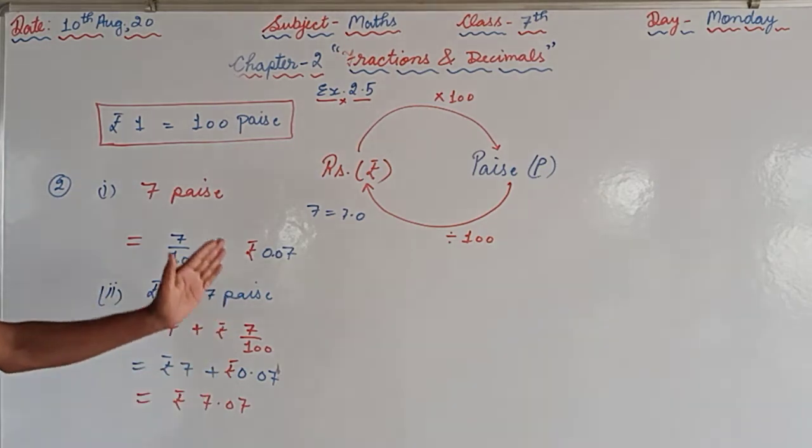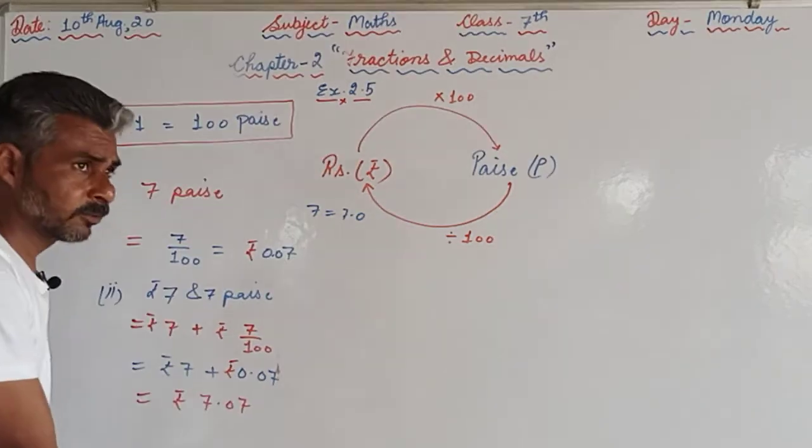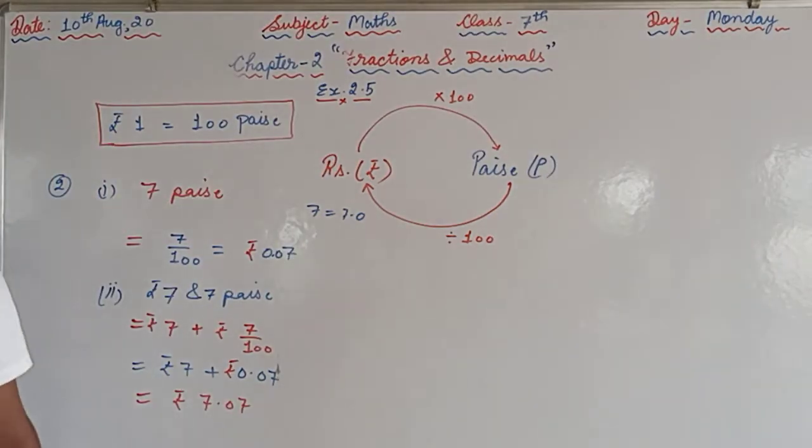that if rupees are given in the decimal form, then on the left-hand side of the decimal there will be rupees, and on the right-hand side of the decimal there will be paise. So afterwards 235 paise, that is given in question number 5.